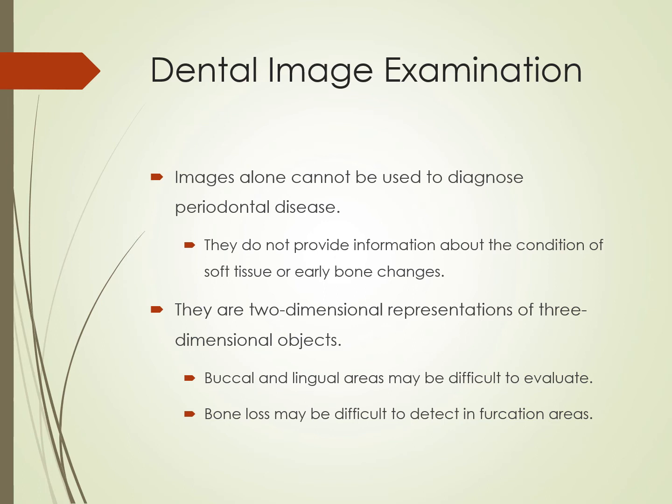They are two-dimensional representations of that three-dimensional object. I talk about this all the time. So buccal and lingual areas are very difficult to evaluate on these. And then bone loss can also be very difficult to detect in furcation areas. So it's really important. We can see it once it becomes severe, but at the beginning of the bone loss, when it comes to furcation areas, we really can't see that area. The furcation area being that space that's in between the roots of those teeth that have more than one root, right?